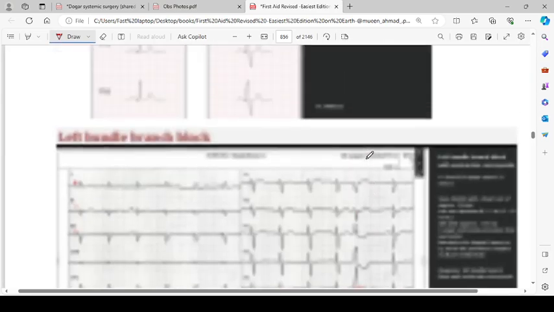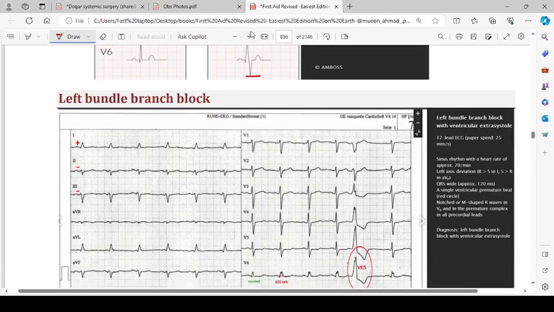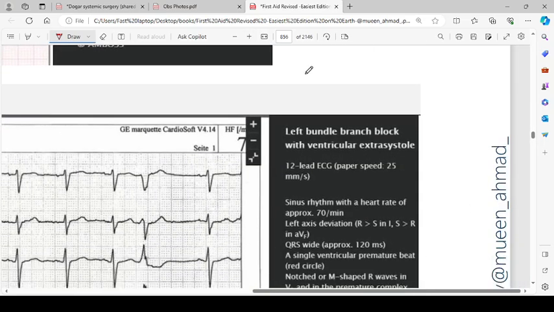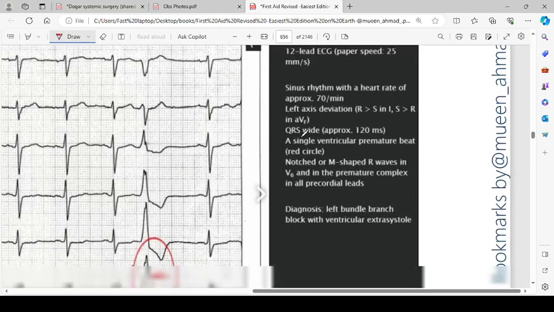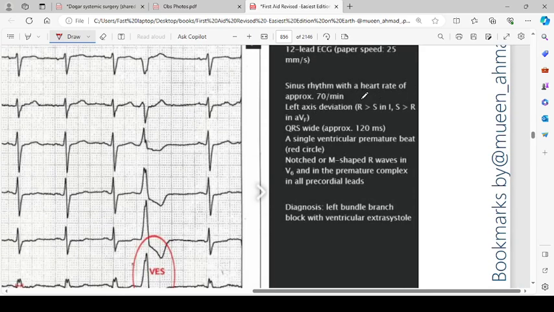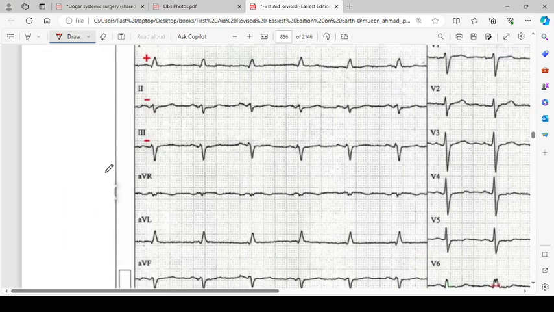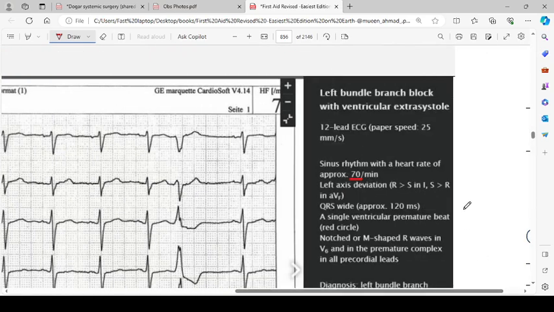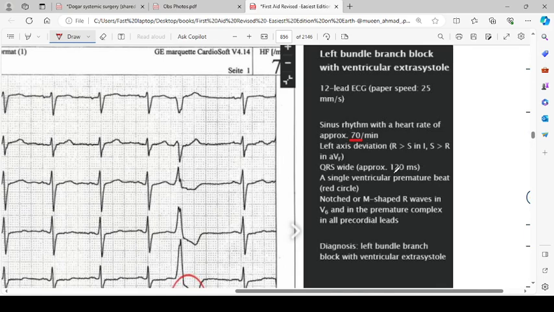Then we have left bundle branch block. I have to zoom it in. They are saying that in the 12 lead ECG paper, sinus rhythm with a heart rate of approximately 70 per minute, left axis deviation, R more than S in lead 1. What is lead 1? This is lead 1. R more than S. What did that even mean? QRS complex will be wide.